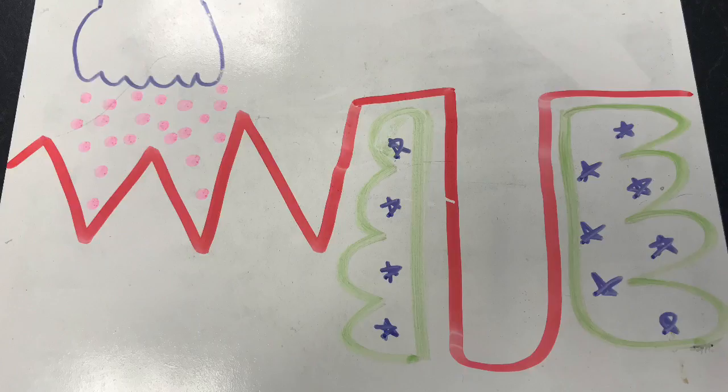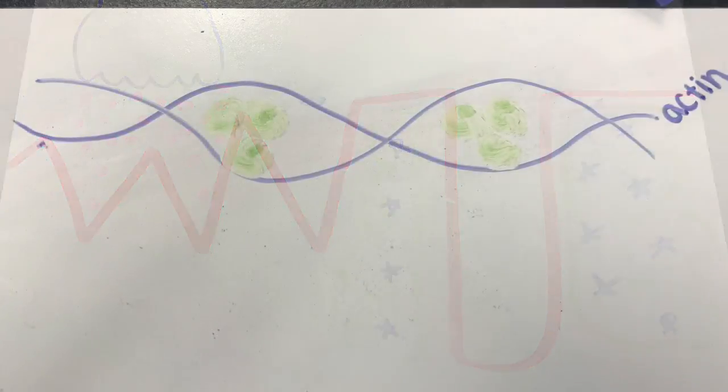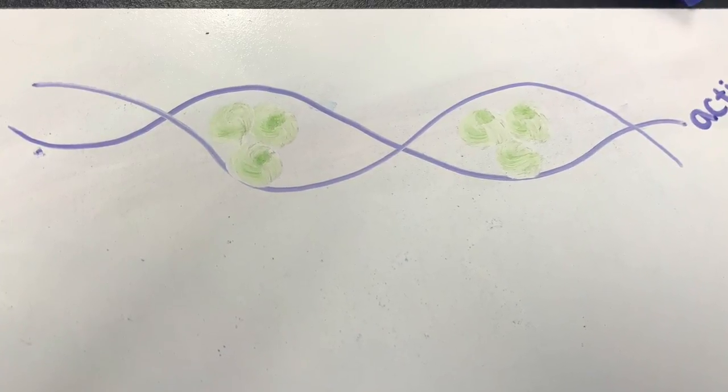Surrounding the T-tubule is the green sarcoplasmic reticulum, which is the cell's storage and transport system. This holds the calcium ions represented by purple stars. This impulse initiates the release of calcium ions.